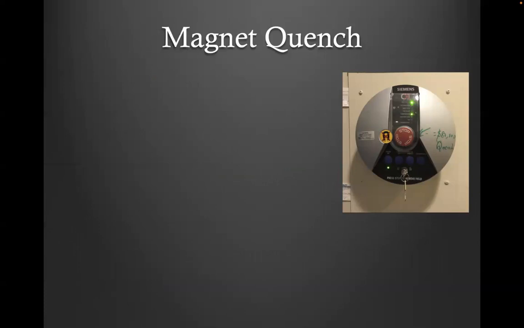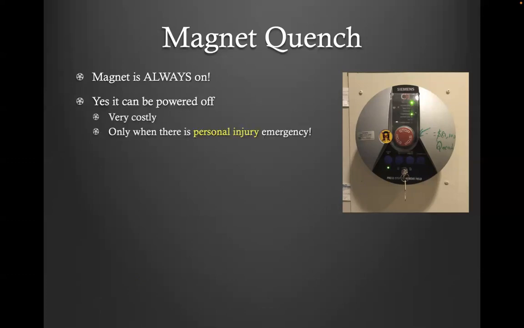So we talked about how MRI is always on, but there's a way to turn it off, which is called a magnet quench. The magnet is always on. It can be powered off, but it's a very costly procedure, and that should only be done when there are personal injury emergencies.